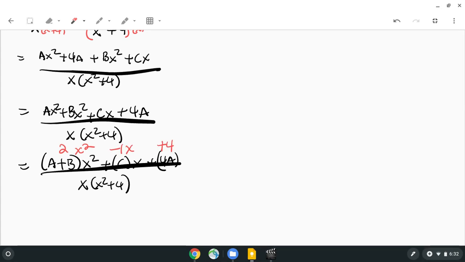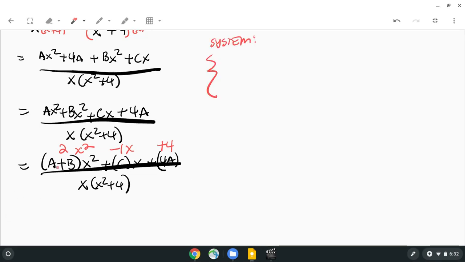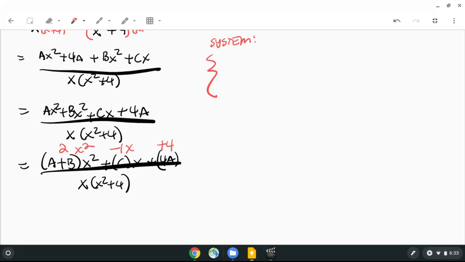Okay, so my system, let's go ahead and set that up. A plus b equals 2. Okay, right? I get it from right here. A plus b equals 2. C equals -1. 4a equals 4. Nice, easy system. A plus b equals 2. C equals -1. That will be helpful. And 4a equals 4. And that will be easy as well.